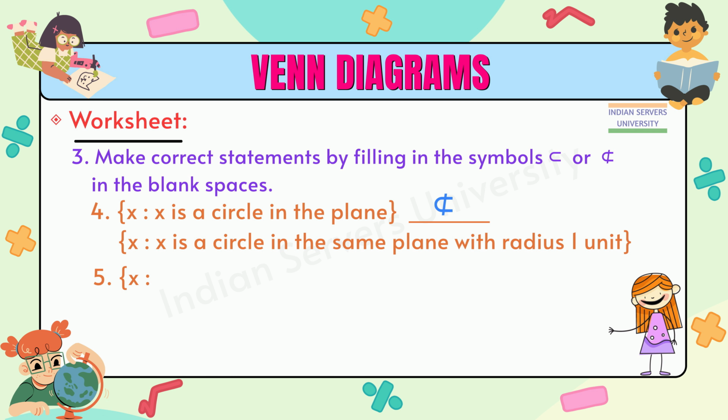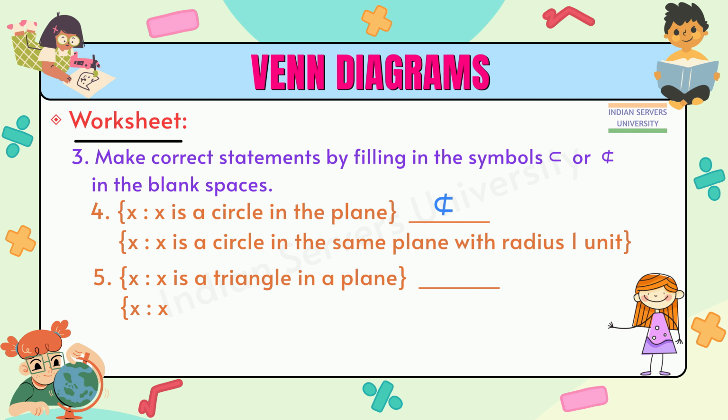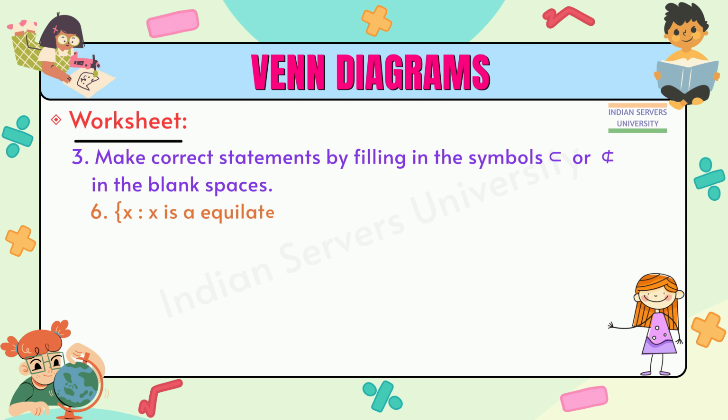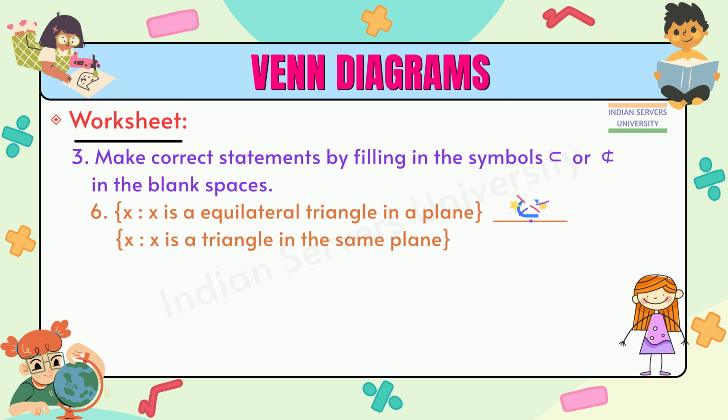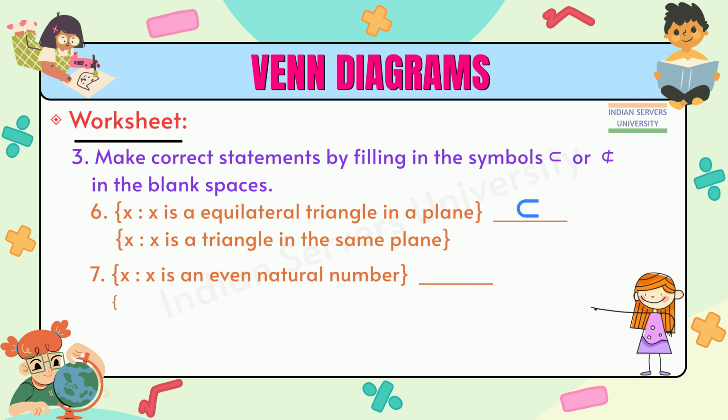Next one, set of x such that x is a triangle in a plane. Inkote em icharu, set of x such that x is a rectangle in the plane. So this is not a subset. Next one, set of x such that x is an equilateral triangle in a plane. Inkote enti, x such that x is a triangle in the same plane. So this is a subset. Next one, set of x such that x is an even natural number. Alane, set of x such that x is an integer. So this is a subset.